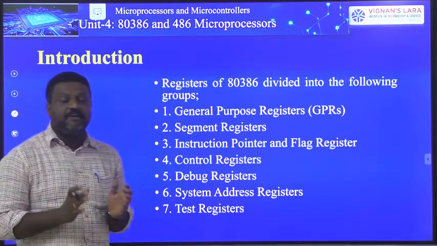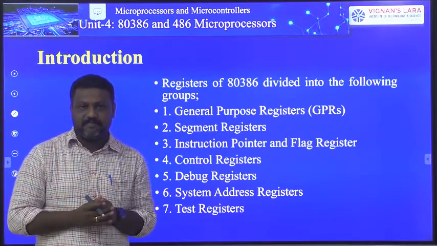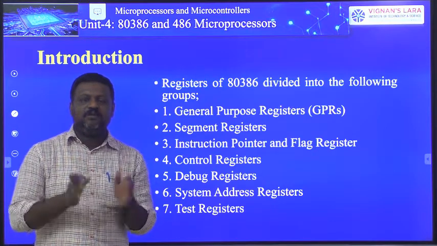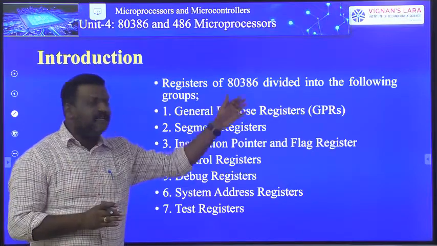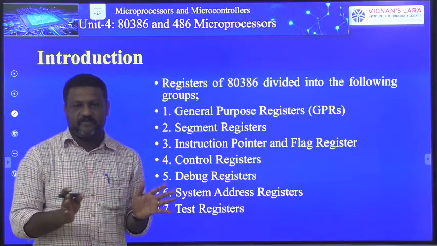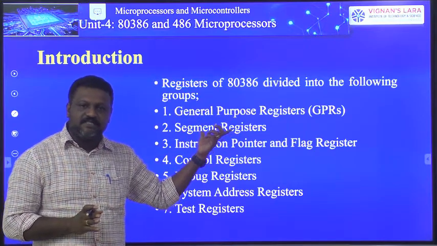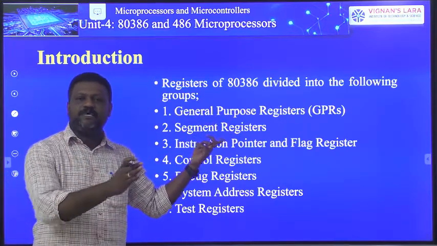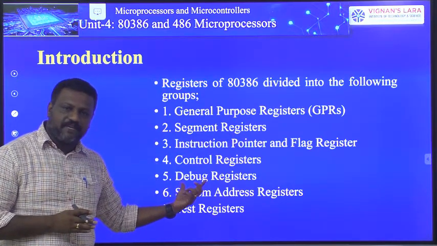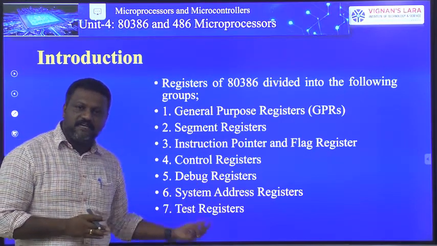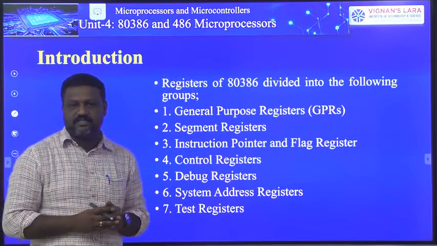These are the different varieties of registers we may find in 80386. I repeat once again, what are the registers we have in 80386? We divided them into these 7 types: first GPR, second segment registers, third instruction pointer and flag register, fourth control registers, fifth debug registers, sixth system address registers, and the last, seventh type, tester registers.